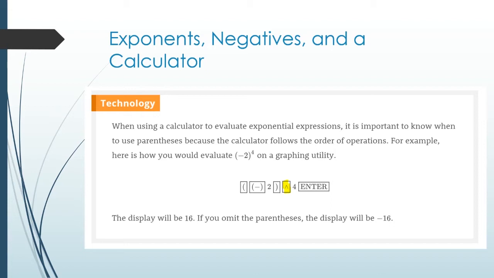Basically, if it's a negative number and it's in parentheses and it has an even exponent, your answer better be positive. If there's a negative number in parentheses and it's an odd exponent, you're going to get a negative out. So it's important to know those rules so you can also look at your answer and say, oh, wait, this is not the right sign.